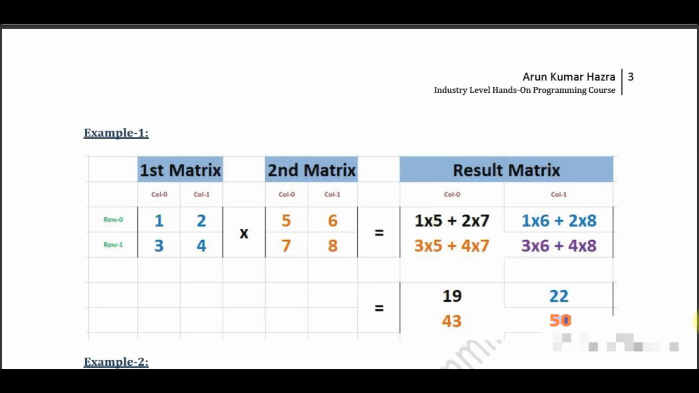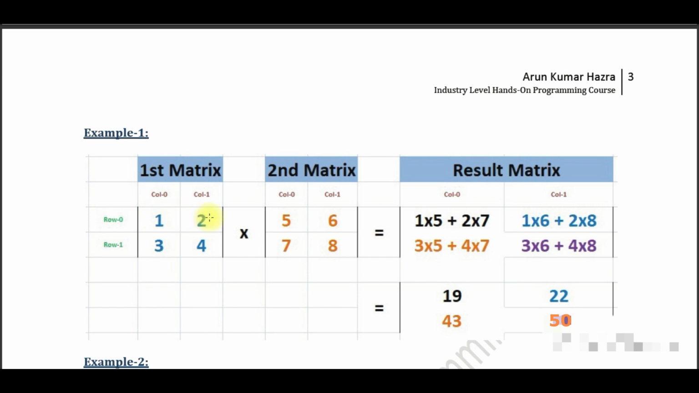Now take a simple example like this. This is my first matrix and this is my second matrix, and I want to multiply these two. So how can we do that? The first position is row 0 with column 0. What is this 0 0? This is the position, and how can we do that? We have to multiply this with this, row 0 and column 0. So 1 into 5, then 2 into 7, and the addition of that: 1 into 5 plus 2 into 7.